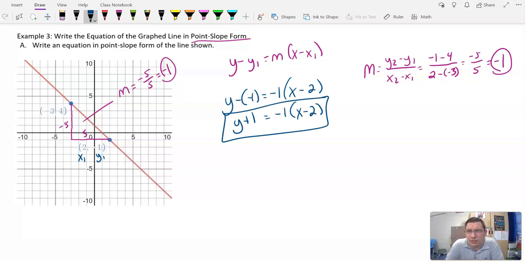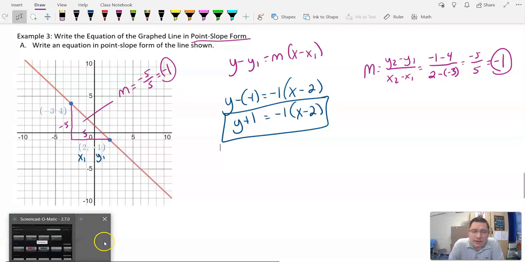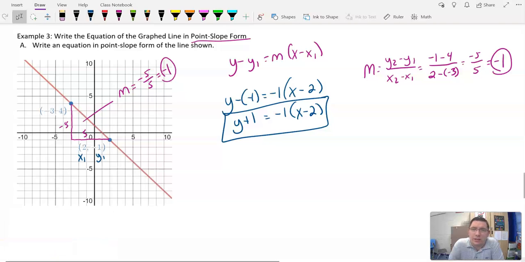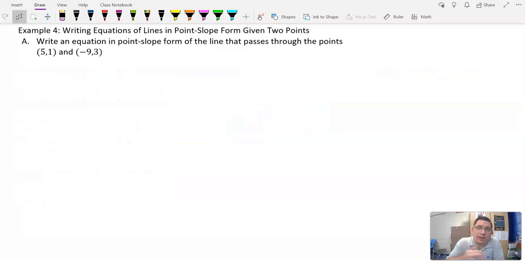Now, we're going to talk in the next section on slope-intercept form, and sometimes we might want to convert this over to that form, and we'll talk about that more next section. But for today, we just want to get it into point-slope form. All right, so let's look at example B on this. And in that example, we're going to see that we don't always be given the graph. We could also be given just 2 points. So let's see that.